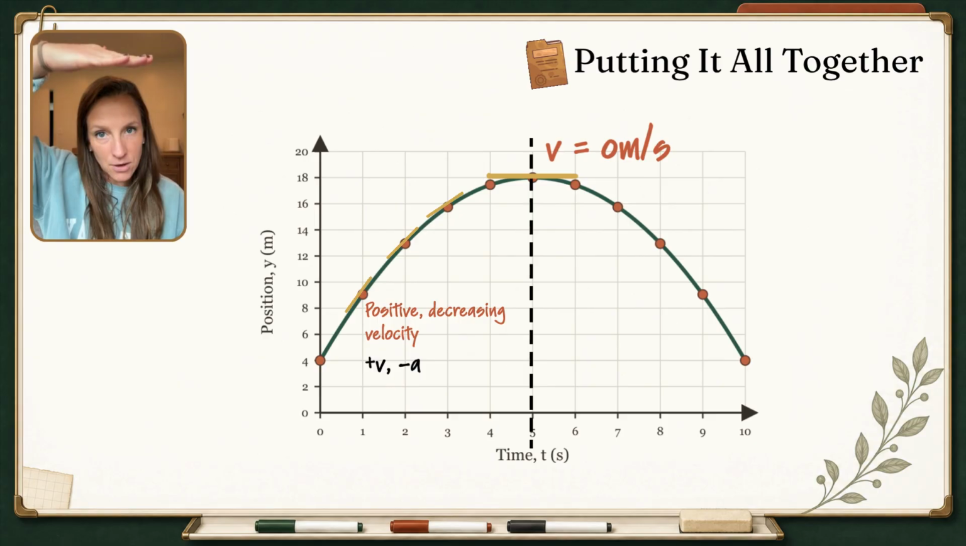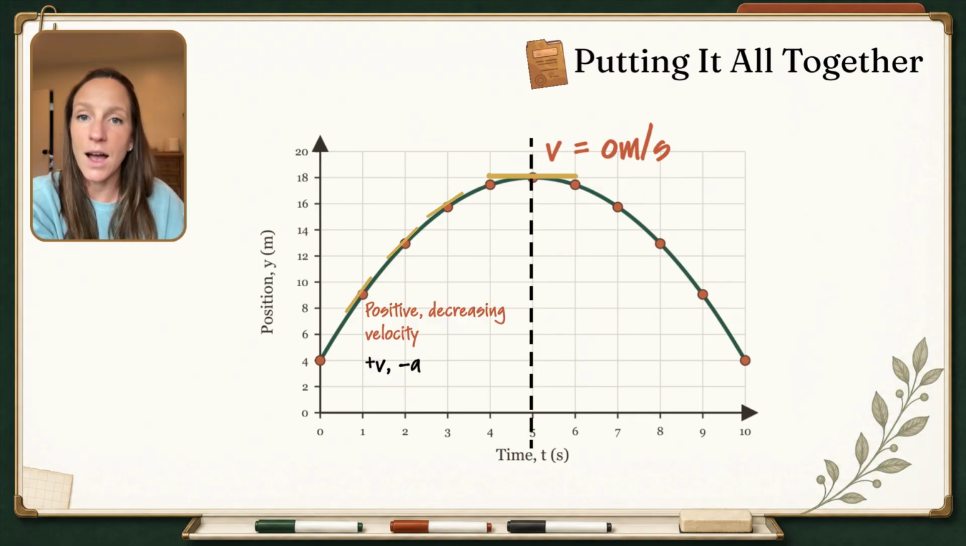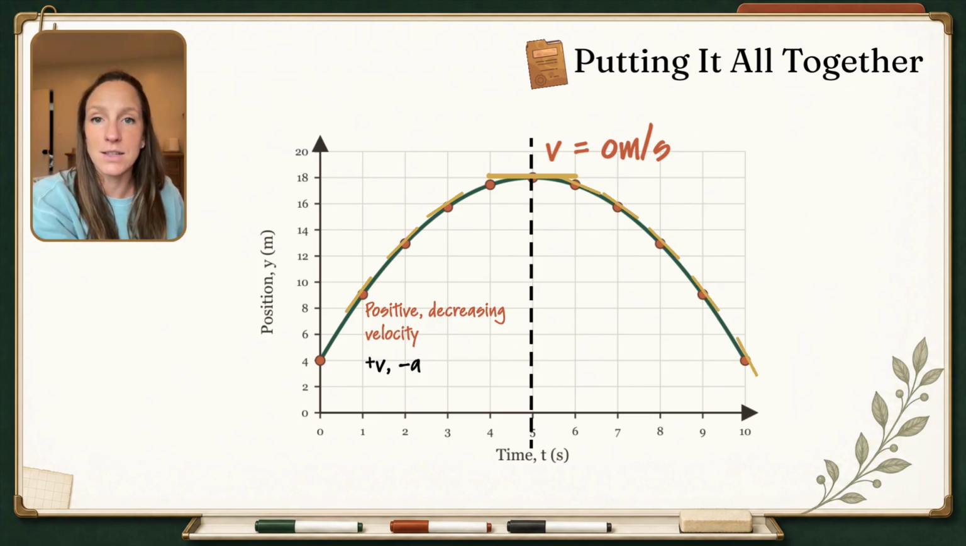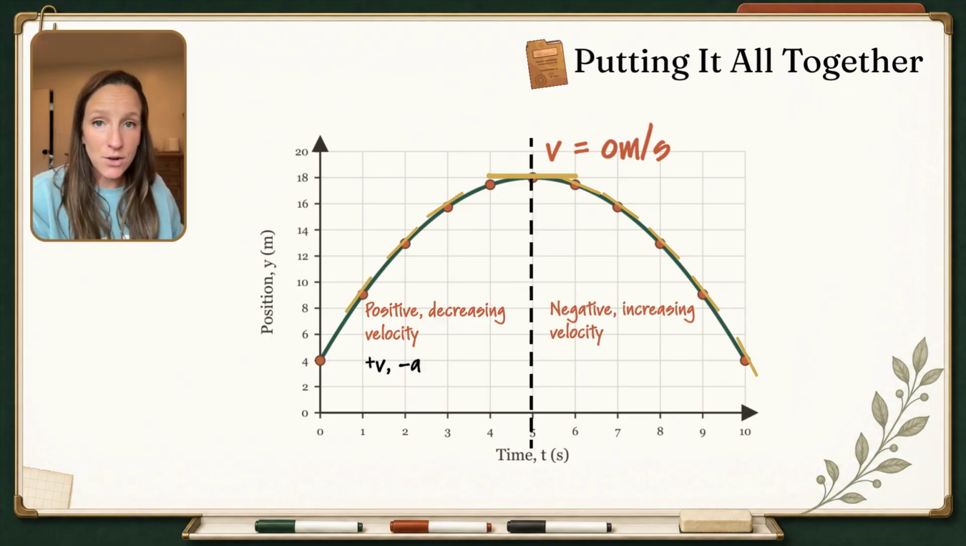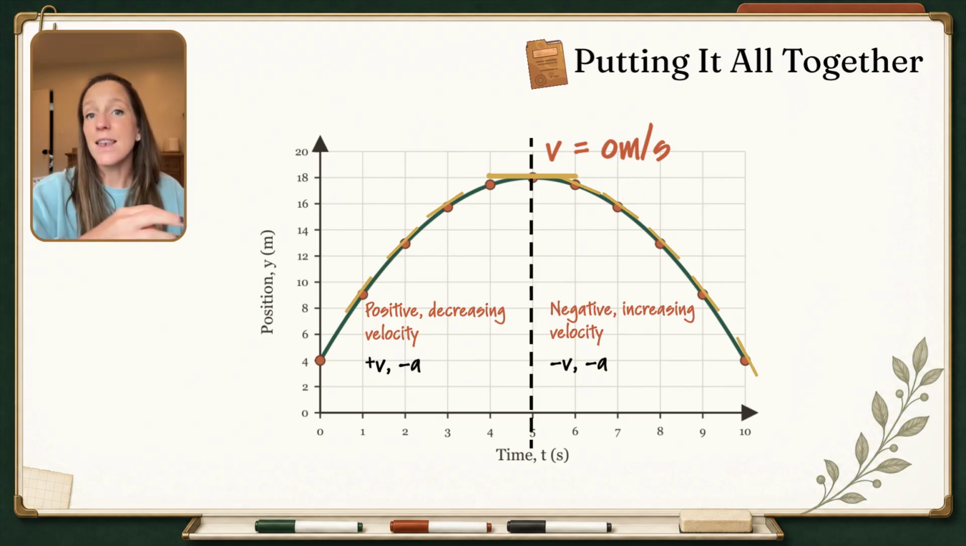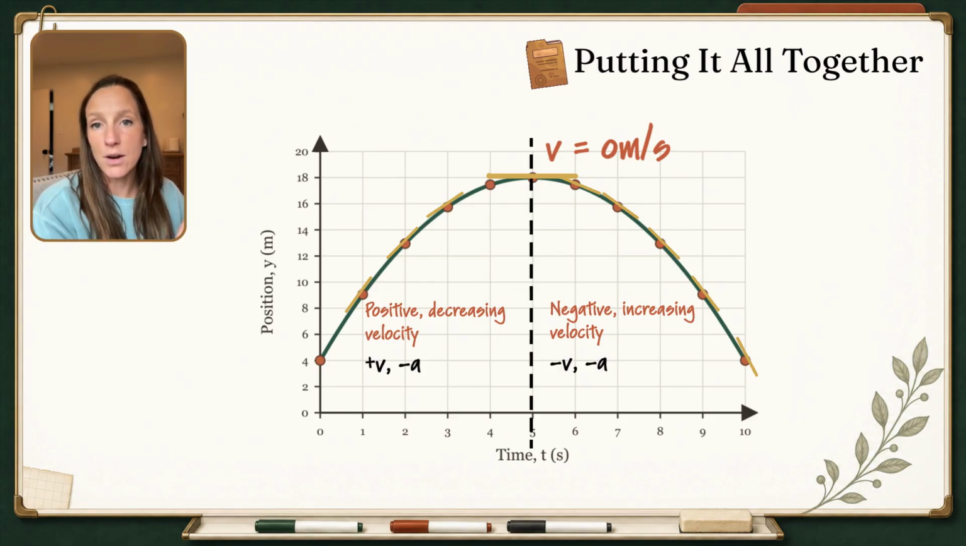It hits 0 at the top, and as we go over to the right-hand side, now we have a slope that is negative, but getting steeper and steeper. So we have a velocity that is negative and increasing, so speeding up. So negative velocity, negative acceleration for this position versus time graph. So at first it's moving upward, slowing down, then it's moving downward and speeding up.